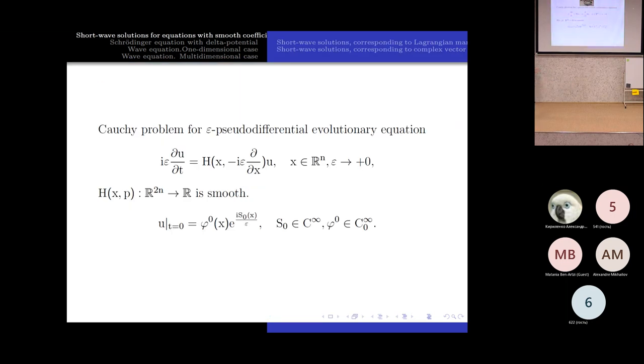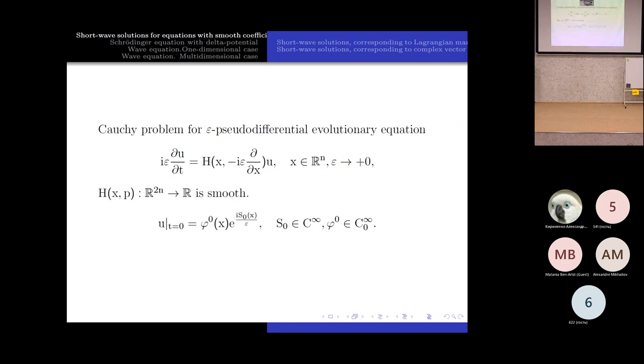So first of all, I will remind the classical theory. Let's consider the evolutionary equation of this type. Here H is some real valued smooth function of two n variables in R^2n. It's a classical Hamiltonian, and by replacing the momenta by the derivative with respect to x, we obtain the differential operator, which is written down in the right hand side. I will skip some technical conditions which guarantee the good properties of the solutions of this equation. Namely, I will always suppose that this operator is self-adjoint.